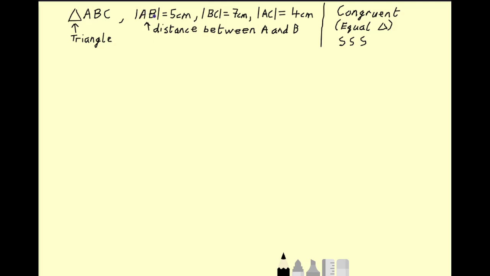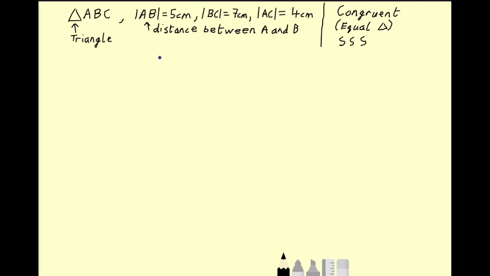So going from A to B, the distance from A to B, written with vertical lines on either side of the capital letters for the points, means the distance between the vertices A and B. And that's going to be 5 centimeters. And we know B and C and A and C as well. So we know all of the distances between the corners of our triangle, or the vertices of our triangle.